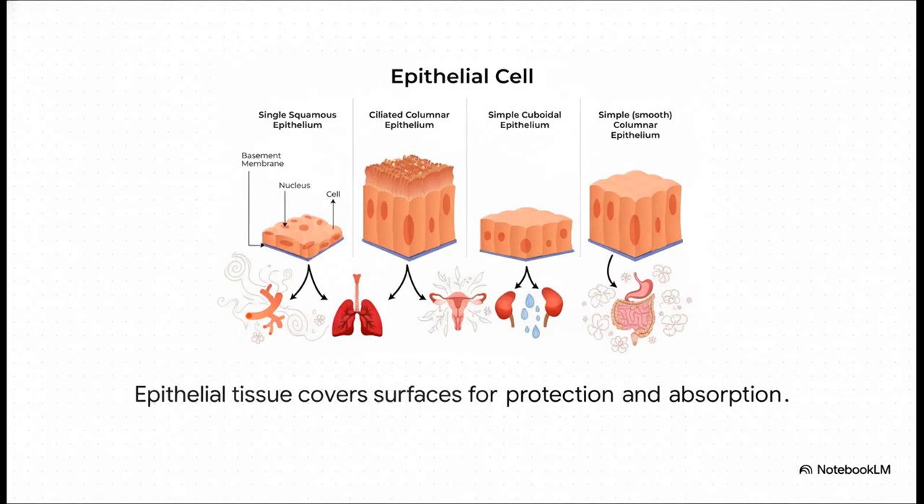Let's just take a quick look at one of them. This is epithelial tissue. And what's so cool is you can literally see how the shape of the cells is perfect for the job it has to do. You see those flat, thin cells? They're perfect for letting gases pass through in the lungs. Those tall, column-shaped cells? Ideal for absorbing nutrients in your gut. It's all about form following function.